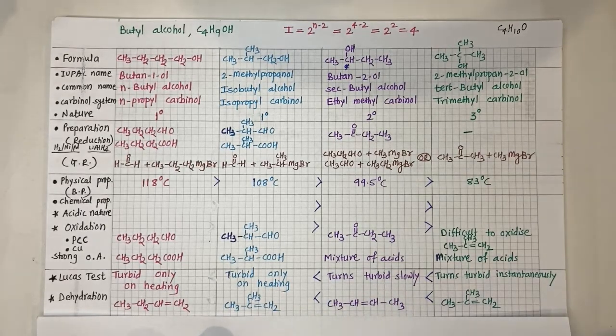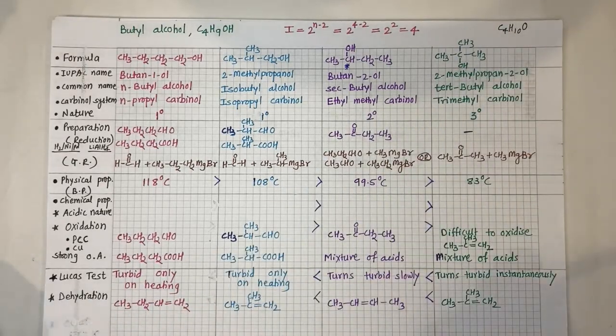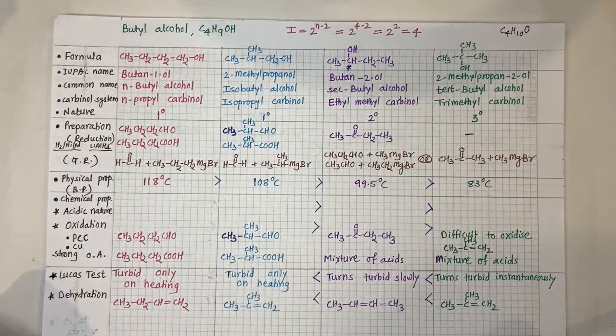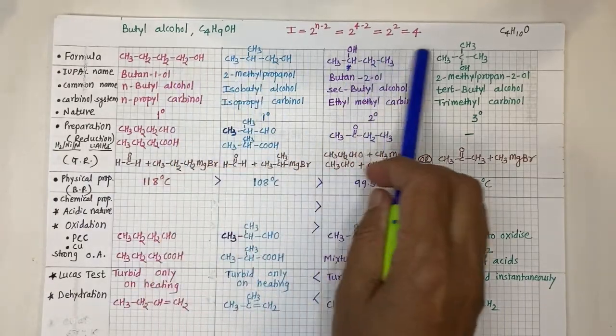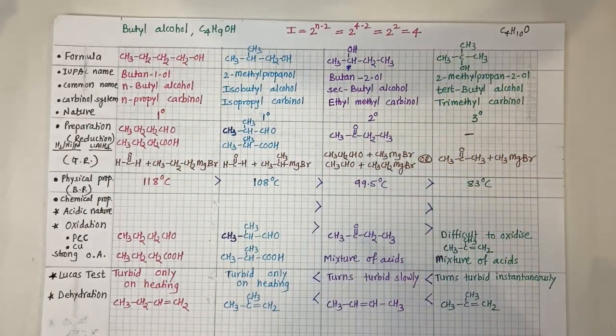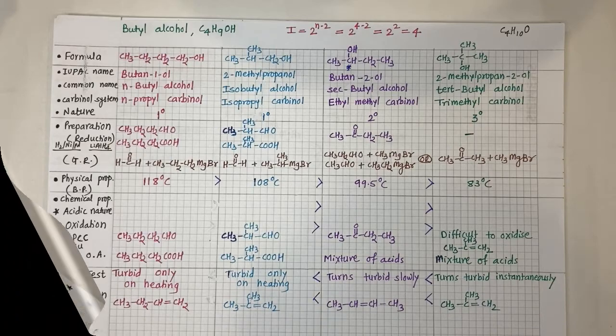Okay. Now this is all about the 4 isomers of butyl alcohol. Okay, I think this information is useful for competitive exams as well as for theory exams. Okay, thank you.